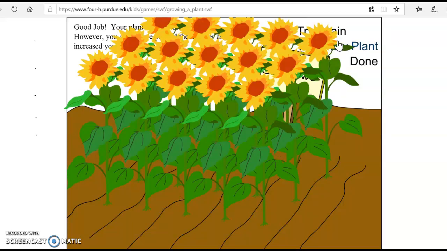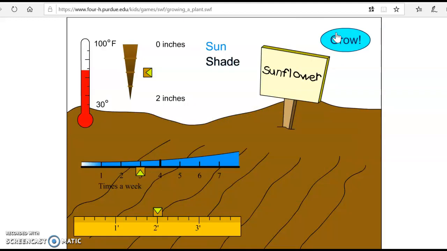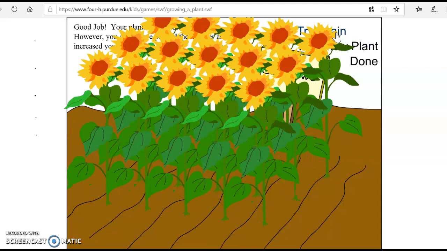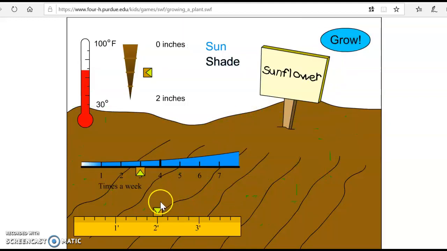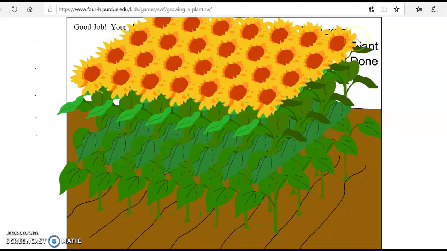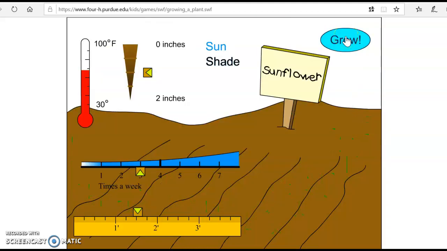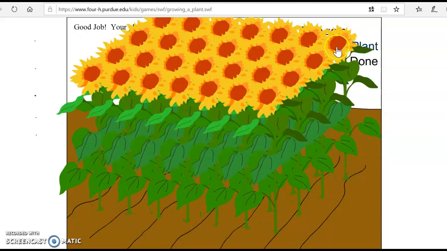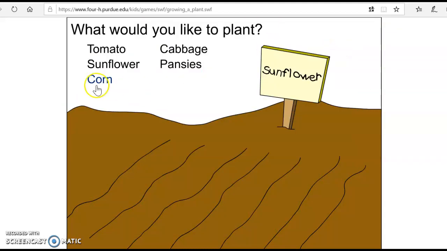Oh, yay, good job. It says they grew perfectly, but we could have increased the yield if I planted them closer. So let's make it only 1.5 feet apart. Oh, and look at that. Our sunflowers grew perfectly. Let's try a new plant.